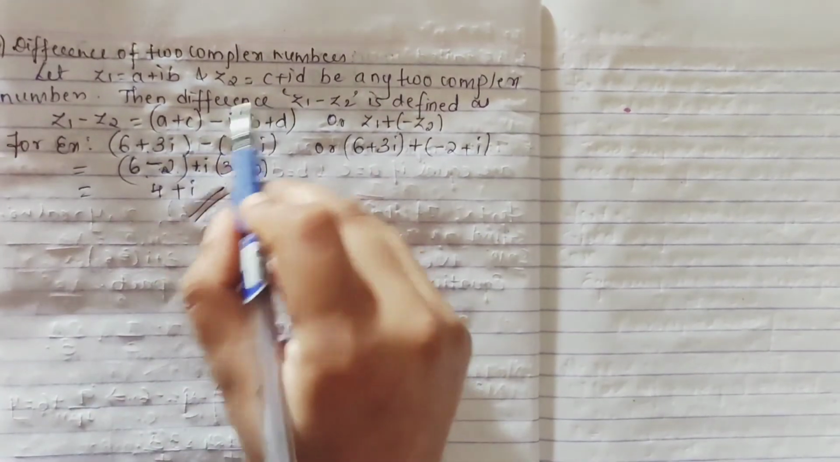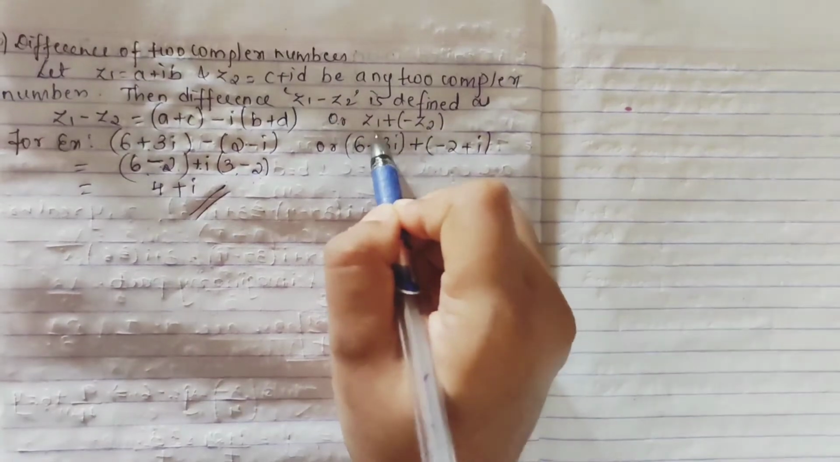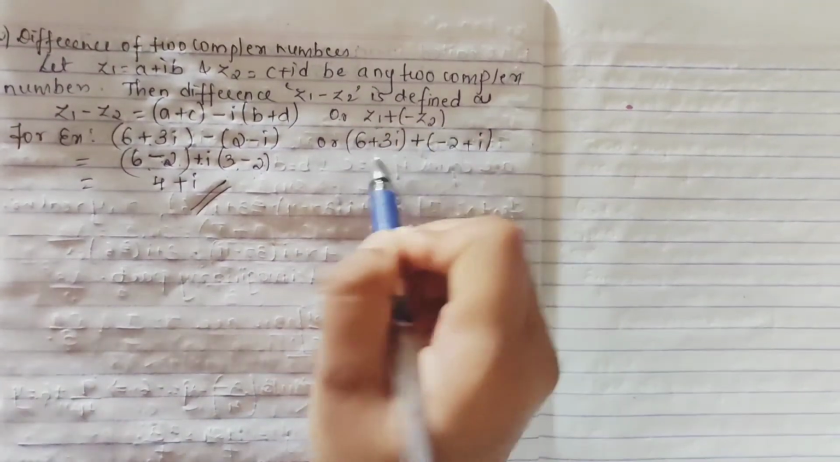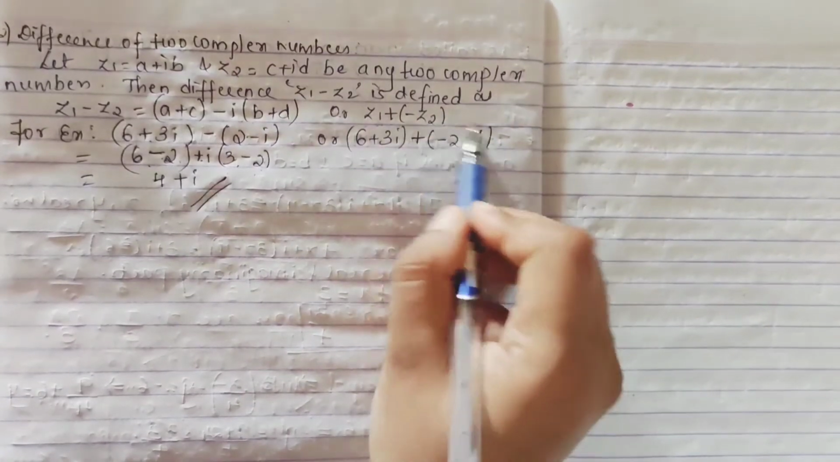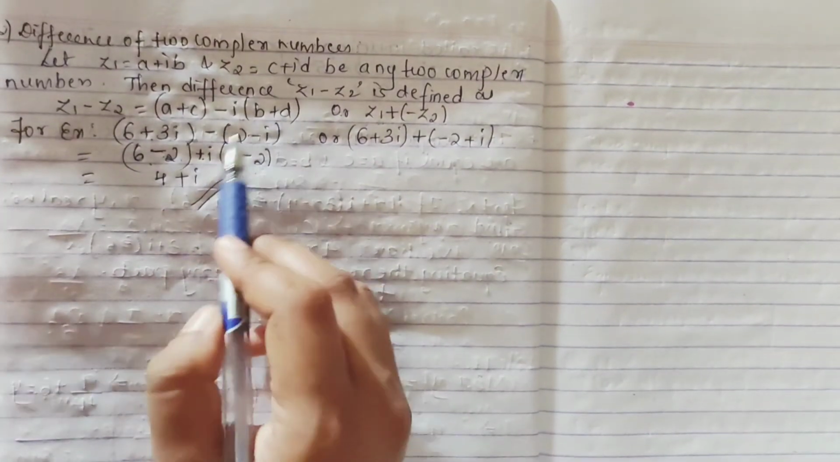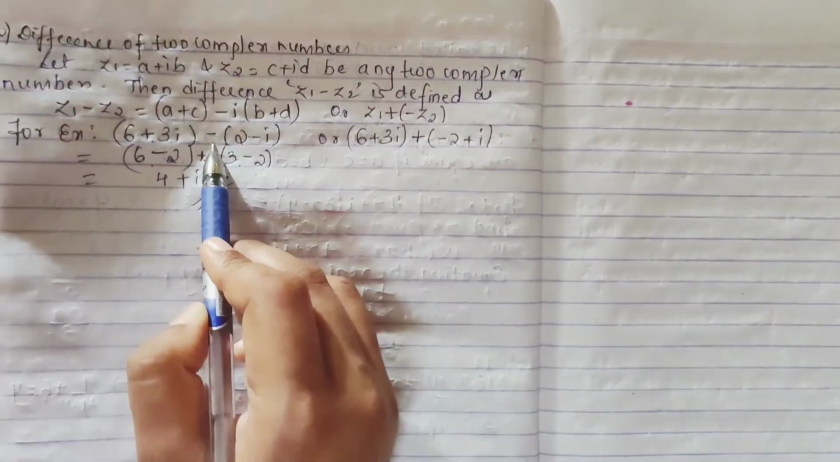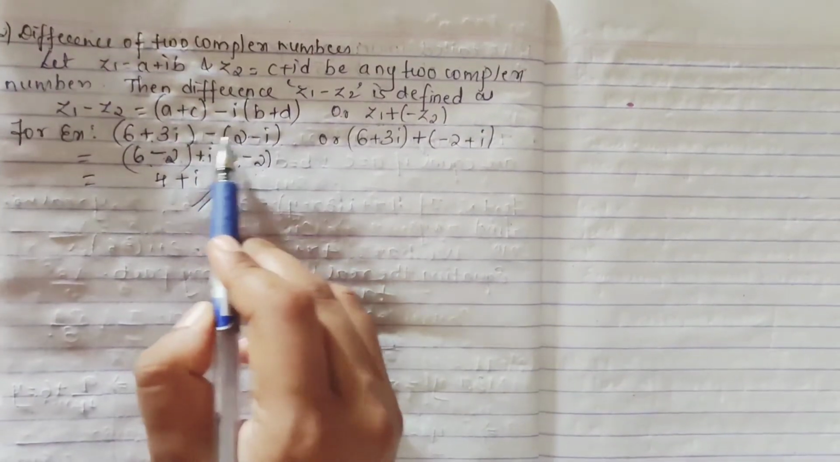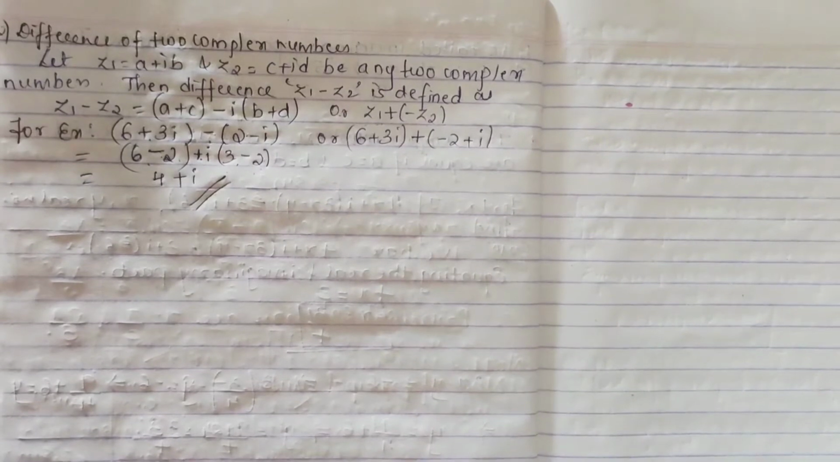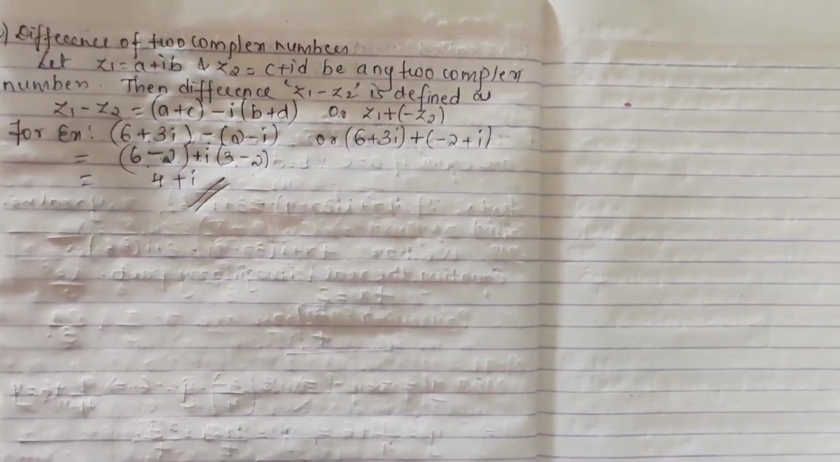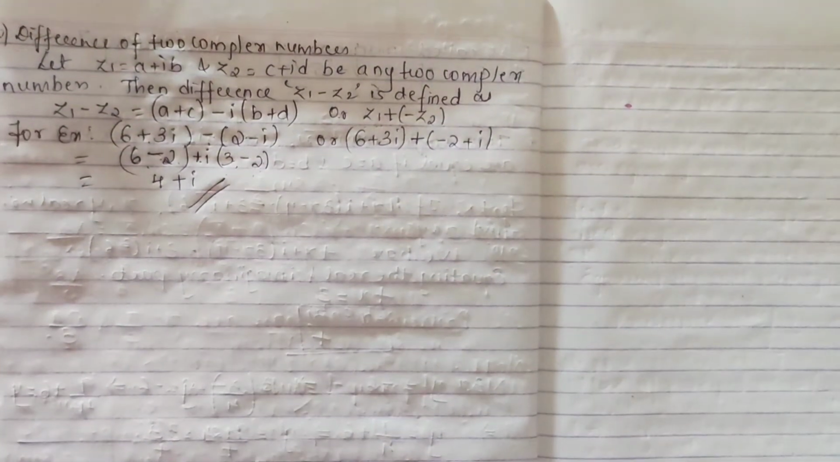If you don't understand directly, take z1 plus minus z2. Write the z1 term, plus you write z2, which they have given as minus of 2 minus i. If you multiply minus with i and minus 2, this becomes plus i, so we have written minus 2 plus i. This is your difference of two complex numbers.